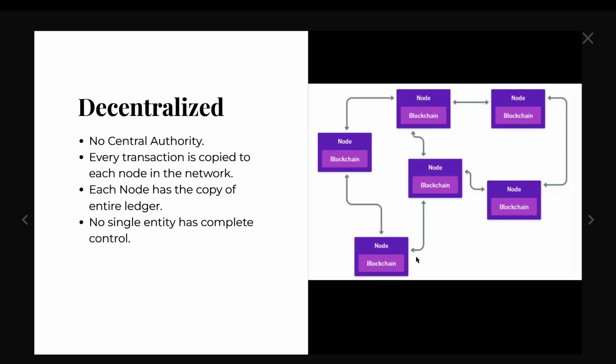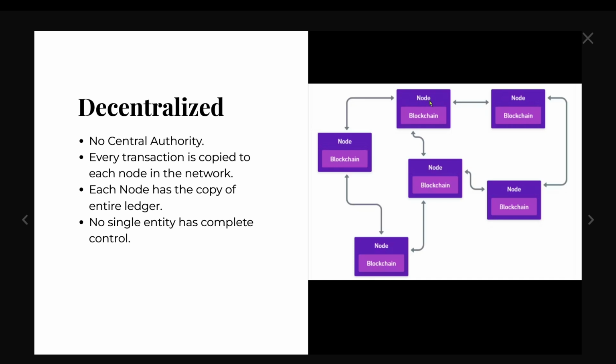First one is decentralization. In traditional systems like banks, there is one central authority that records all the transactions. For example, if you are transferring some amount of money from your account to my account, then the bank is going to approve that transaction and record that person X has sent some amount to person Y. But in the blockchain, there is no central authority. Instead, everyone who is part of the network has a copy of the entire ledger. When a new transaction happens, it gets recorded across all those nodes.